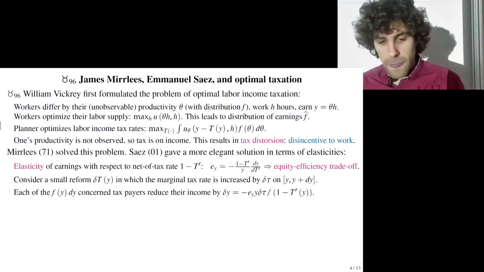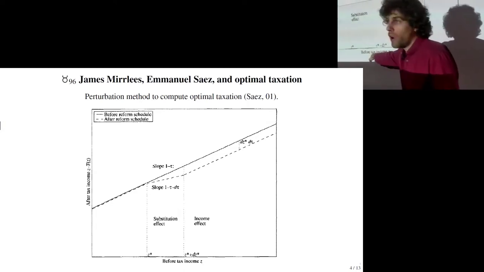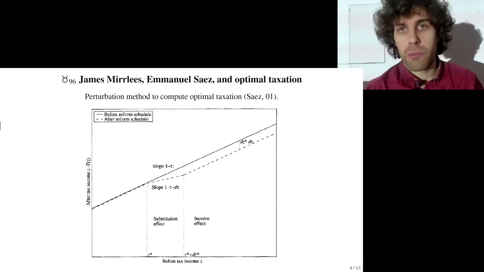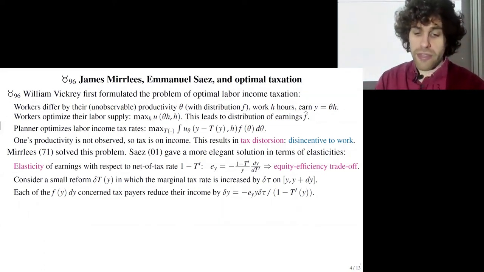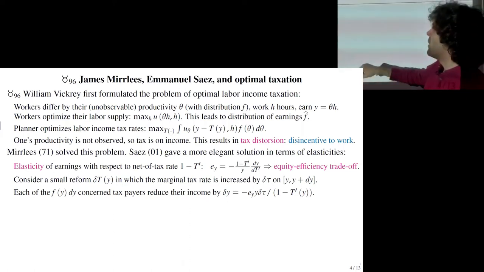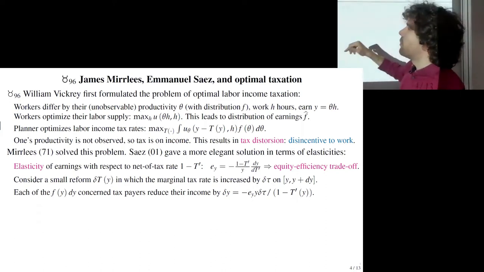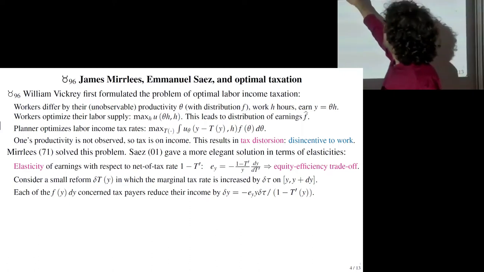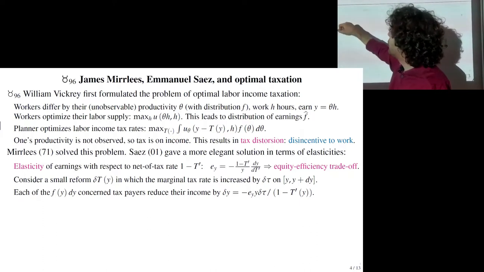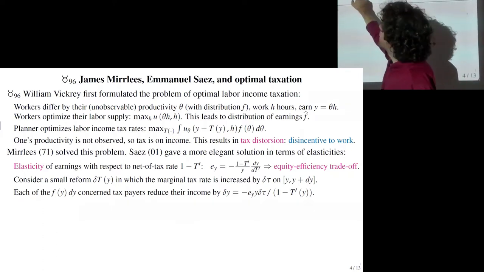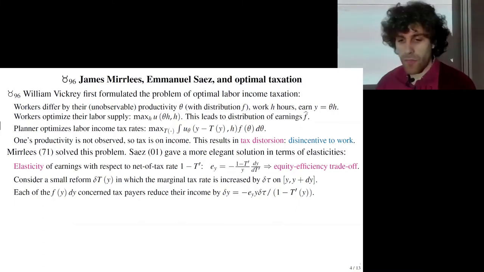So the only people that will change their labor supply following the small tax reform are those between y and y plus dy. They will reduce their labor supply due to the substitution effect. So there are f(y) dy people in this interval, and they reduce their income by this amount, delta y, which is equal to the elasticity times this term. To understand why it writes like this, you just isolate the term dy in the formula of the elasticity, and you rename it delta y because the tax increases by delta tau and not by an infinitesimal amount. Are there any questions at this stage?